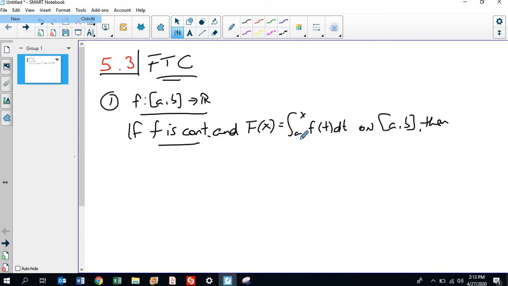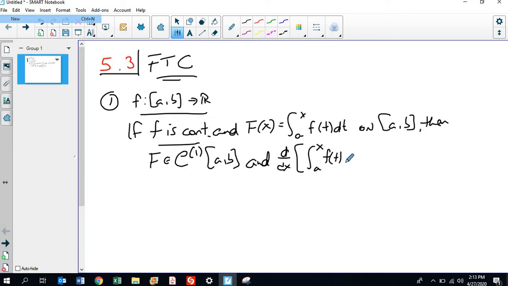then because f is continuous, this integral obviously exists. All we can tell you is that F is a member of C1, the space of continuously differentiable functions on the closed interval [a,b]. And when you differentiate with respect to x the integral from a to x of f of t dt, you just get f of x. By definition, this is also known as F prime of x, and we'll use that in the proof.